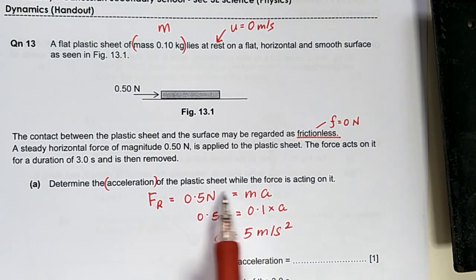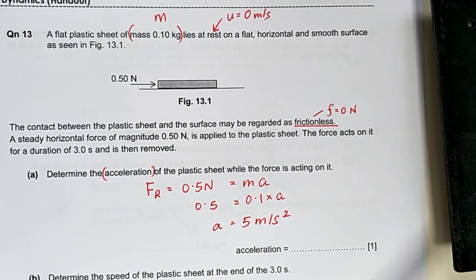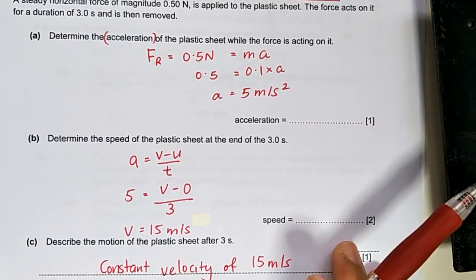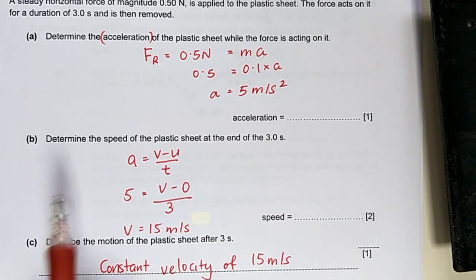So F equals ma. So 0.5 is 0.1 times a. You can work out the acceleration to be 5. And again, dynamics is a chapter that's very closely related to kinematics. So you would expect that sometimes the question may be linked to questions from kinematics.